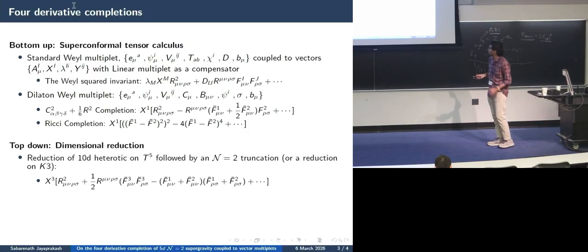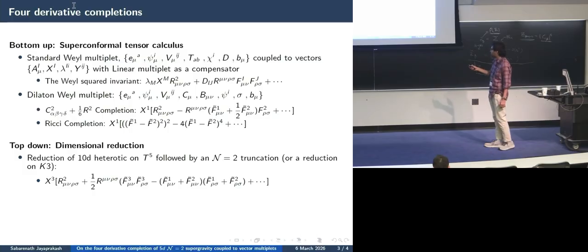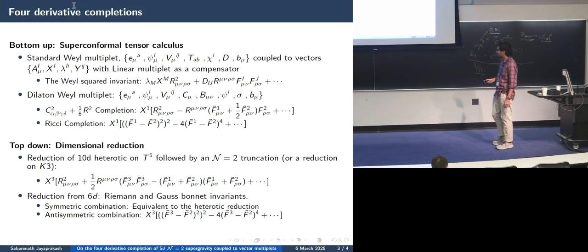We could also look at some top-down constructions, which usually involve some sort of dimensional reduction. For example, one could reduce the 10D heterotic string on T5 and truncate it to the N=2 sector, which gives an invariant that schematically looks like this. We could also look at 6D theories, where it's known that the N=(1,0) theory has 2 non-trivial independent gravity invariants, reduce it to 5D, and compare all these things.